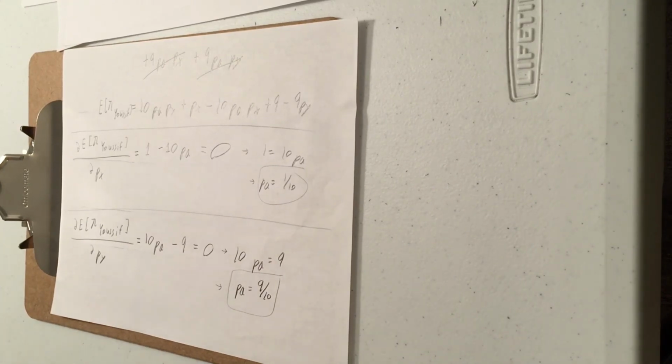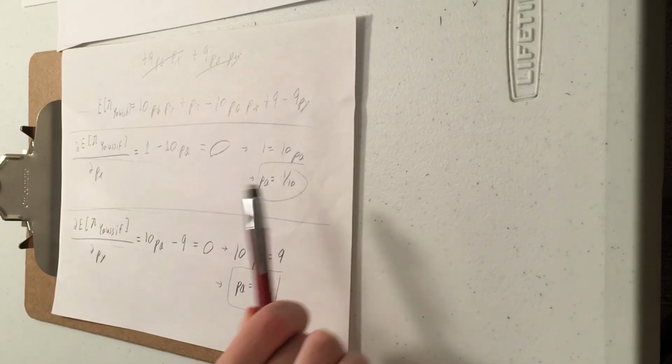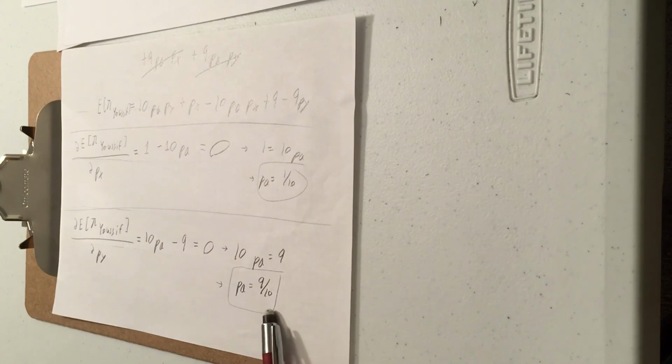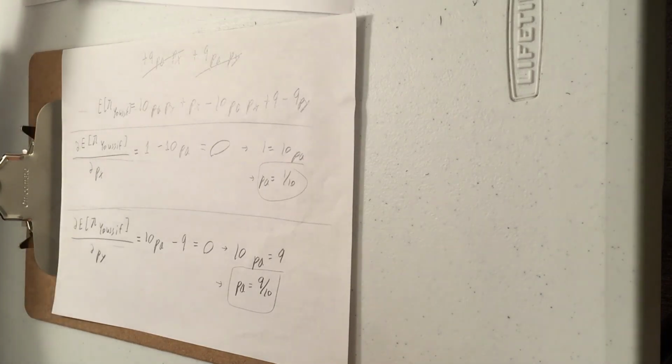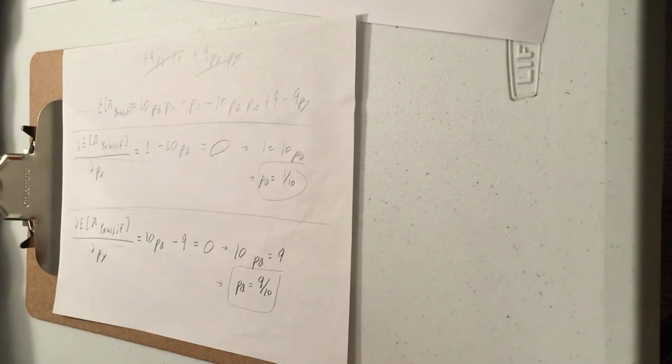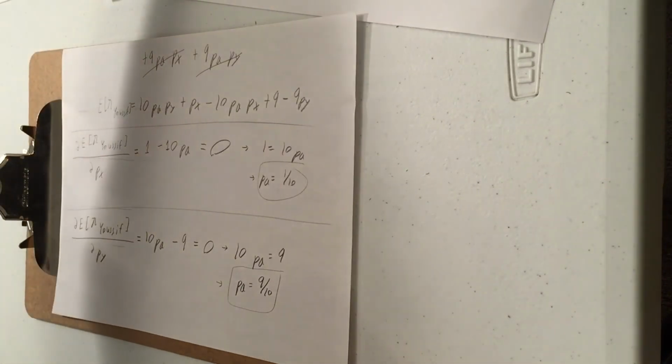So, I said at the beginning, you can get some weirdness with your math, and here's another example of that. One equation said PA is 1/10. The other equation said PA is going to be 9/10. They can't both be true. Something seems odd here. So what's going on?